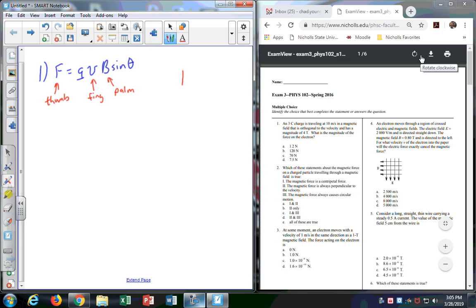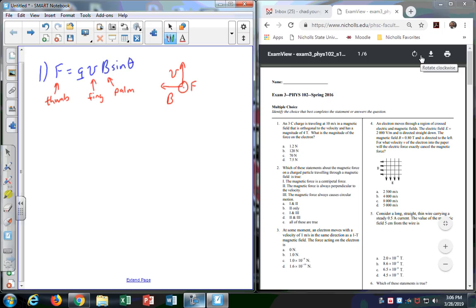And so, for example, if I have v in this direction, and my magnetic field is in this direction, I would use my right hand. v, B is to the left, so it's like this, and then it's going to be out of the page. And so the force here is going to be like that.